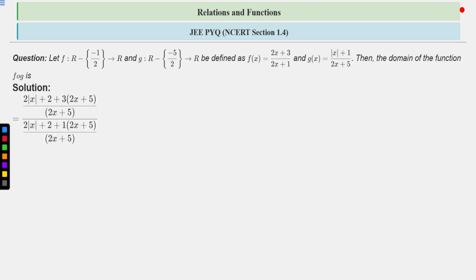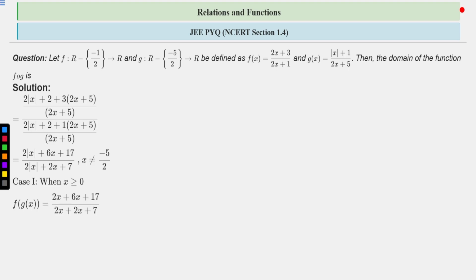So after simplifying this, we can see that (2|x|+2+3(2x+5))/(2x+5) divided by (2|x|+2+1(2x+5))/(2x+5), right? So it will be equal to (2|x|+6x+17)/(2|x|+2x+7), and x not equal to -5/2. Case 1, when x is greater than or equal to 0. Let us take case 1 when x is greater than or equal to 0.